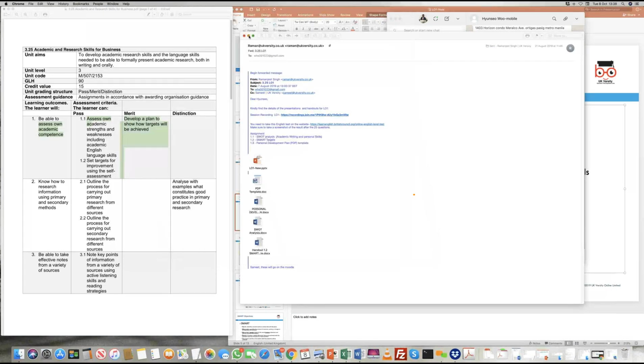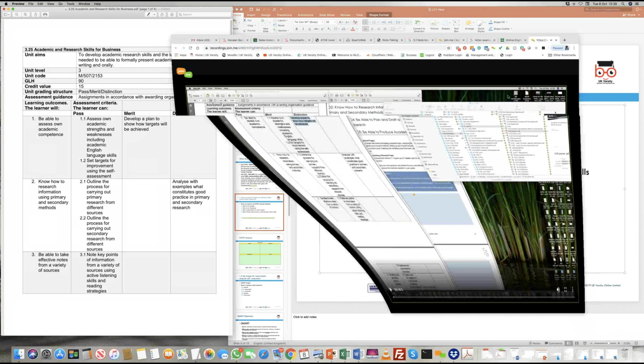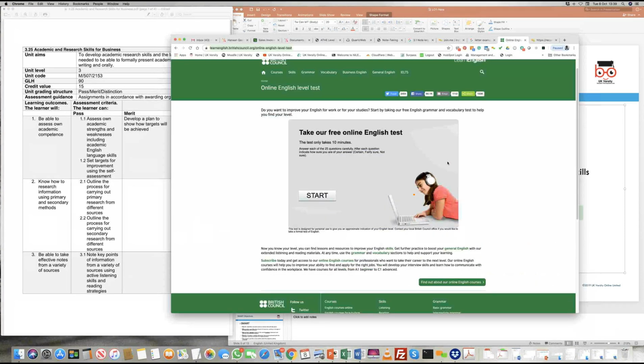So let's go back to this particular discussion that we're doing. The first task here is to look at your strengths and weaknesses. And how would you get your strengths and weaknesses? You will be able to get them by actually taking this English test, because they don't look at our strengths and weaknesses generically. We need to look at strengths and weaknesses for English language skills. And that is what you need to do this test for. Is that okay?